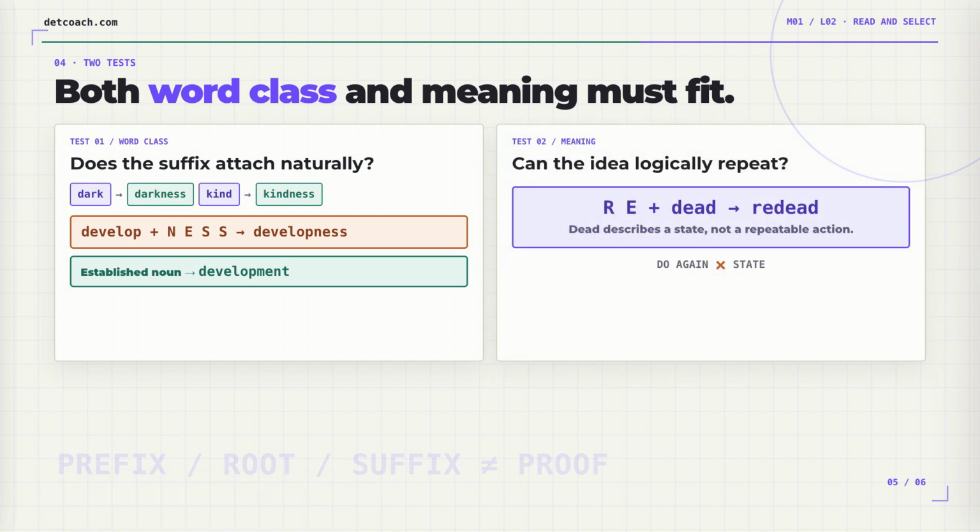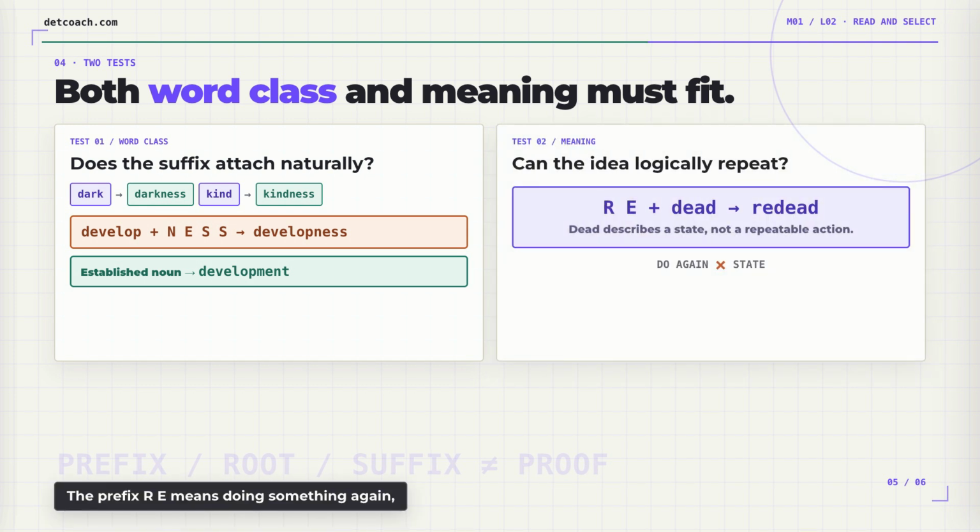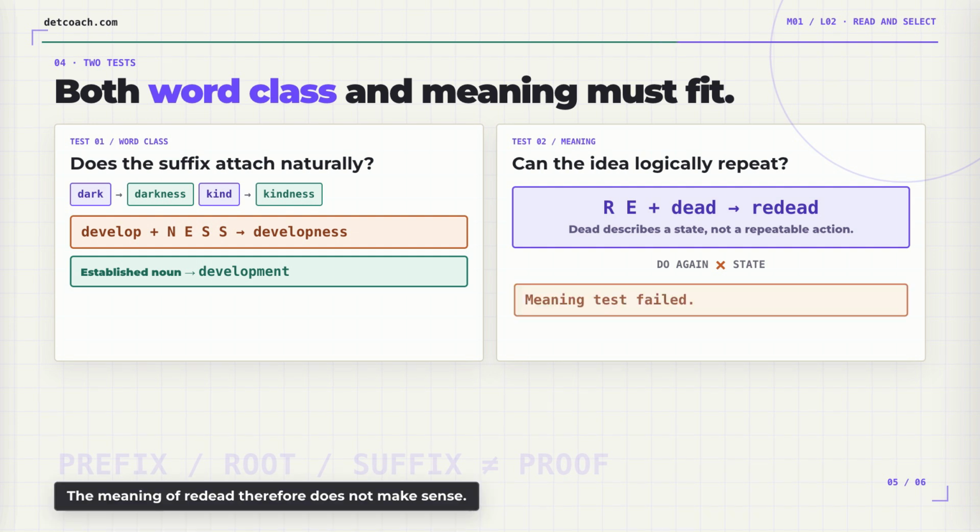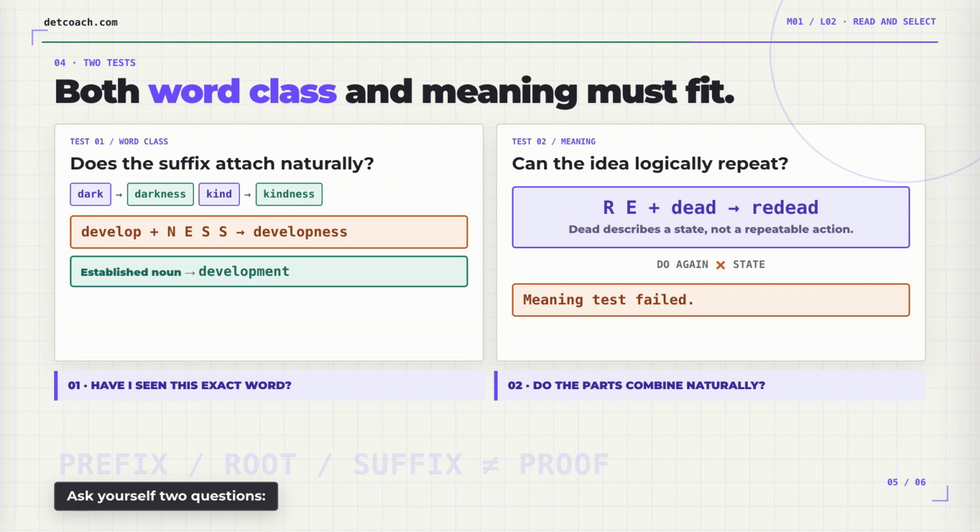Then there is reded. The prefix re means doing something again. But dead describes a state, not an action that can be performed again. The meaning of reded therefore does not make sense. Ask yourself 2 questions. Have I seen this exact word before? And do the prefix, suffix, and root combine naturally?